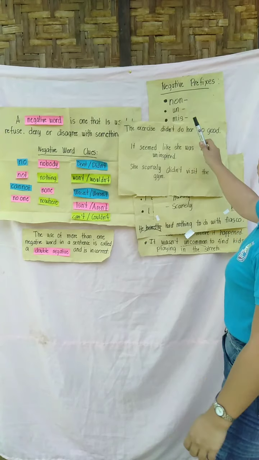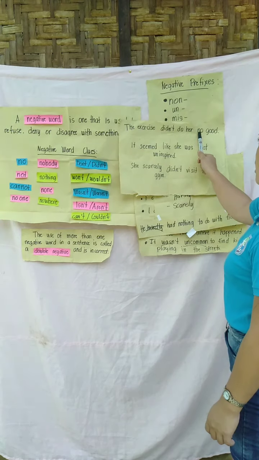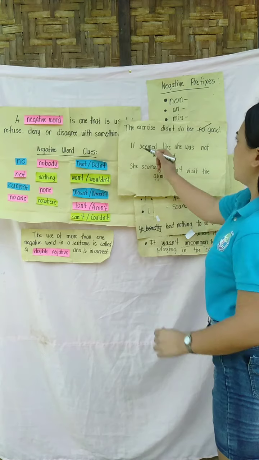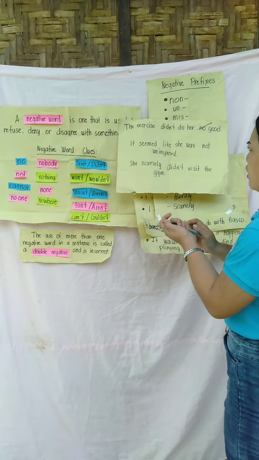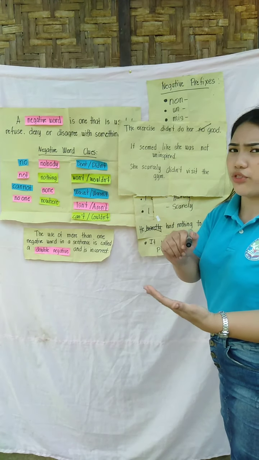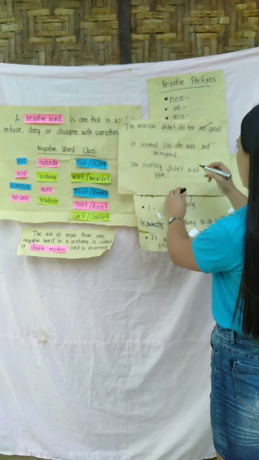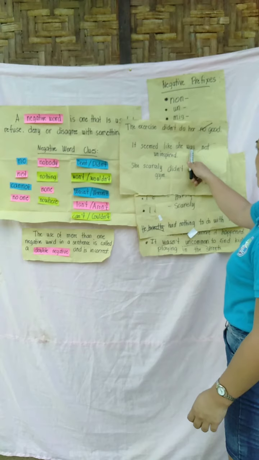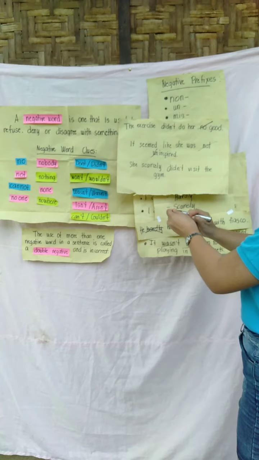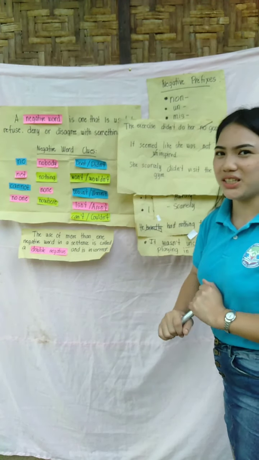The exercise didn't do her no good. The negative words here are didn't and no. Let's erase the no so that it becomes a correct sentence. The next: it seems like she was not uninspired. The simple thing we can do is erase this not, so that it seems like she was uninspired, or we can erase this un: it seems like she was not inspired. Do you get the point?